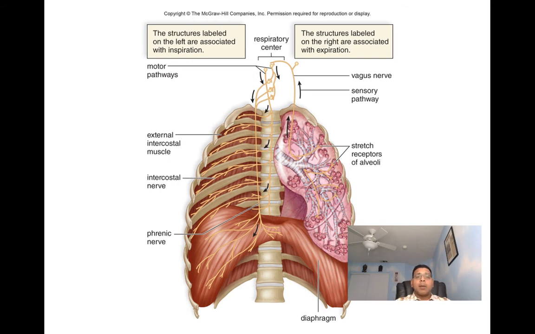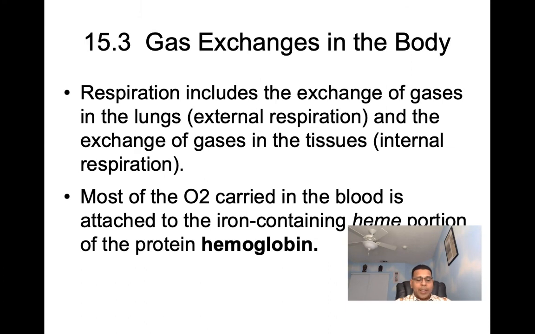Next, let's move down. Let's talk about gas exchange. When we talk about gas exchange, respiration includes the exchange of gases in the lungs, which we call external respiration, and the exchange of gases in our tissues, which we refer to as internal respiration. Most of the oxygen that's carried in our blood is attached to the iron-containing heme portion of the protein hemoglobin, which we saw was found in our red blood cells. In relation to gas exchange, let's check out external respiration and internal respiration in greater detail.